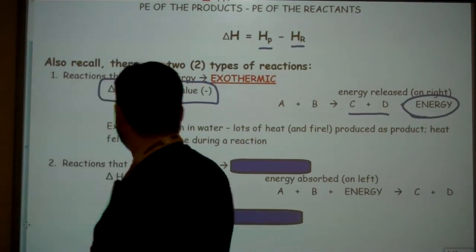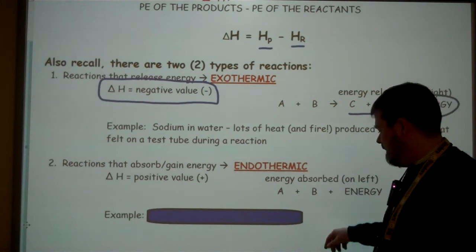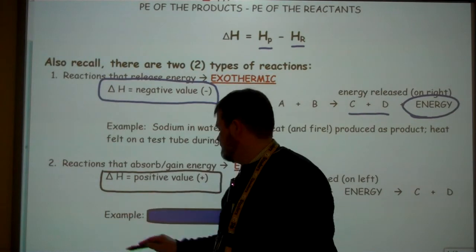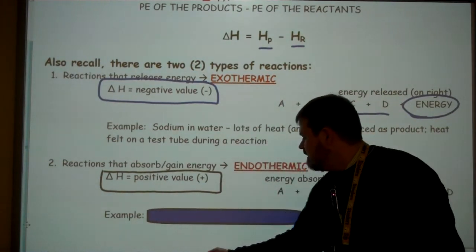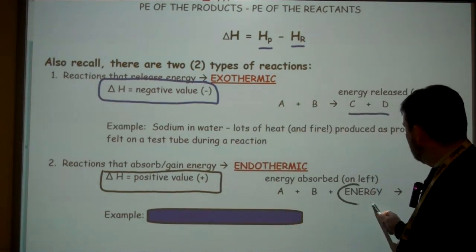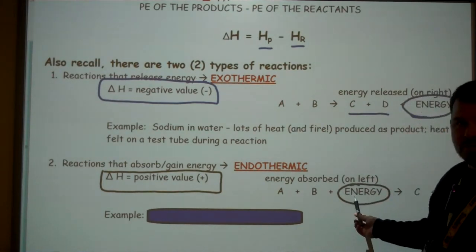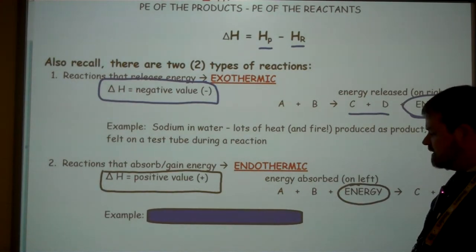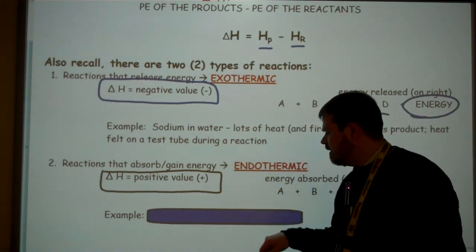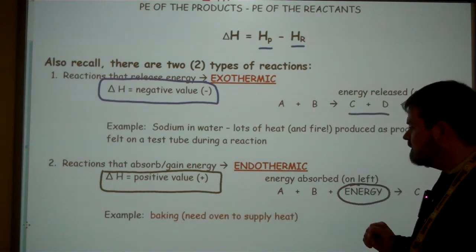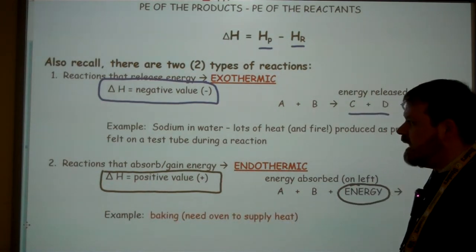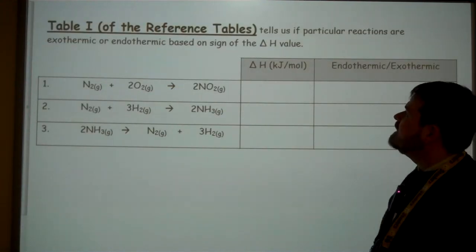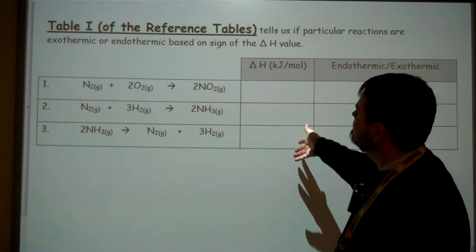Okay? There's one other kind of reaction, of course, and that would be endothermic. Endothermic, the delta H is very much positive. And I can see that in my equation because now energy is being added to the system as a reactant. I need to add energy to make it go. If I'm adding energy to the system, it is endothermic, very much in line with our previous learnings. Baking is a good example. I must supply heat to get the cake to bake. Endothermic.